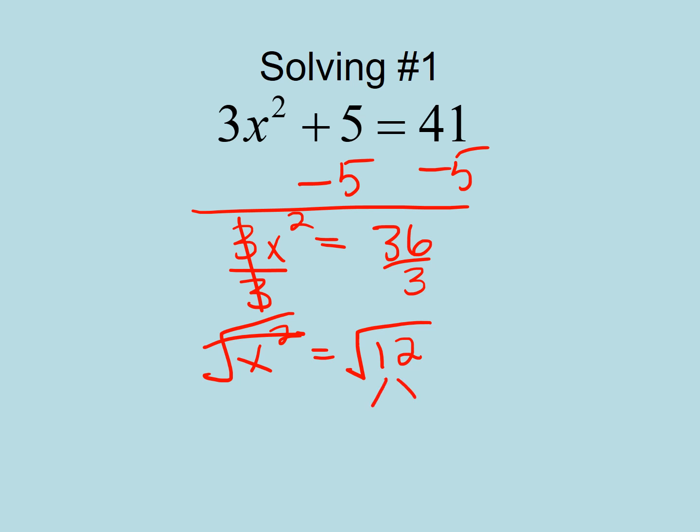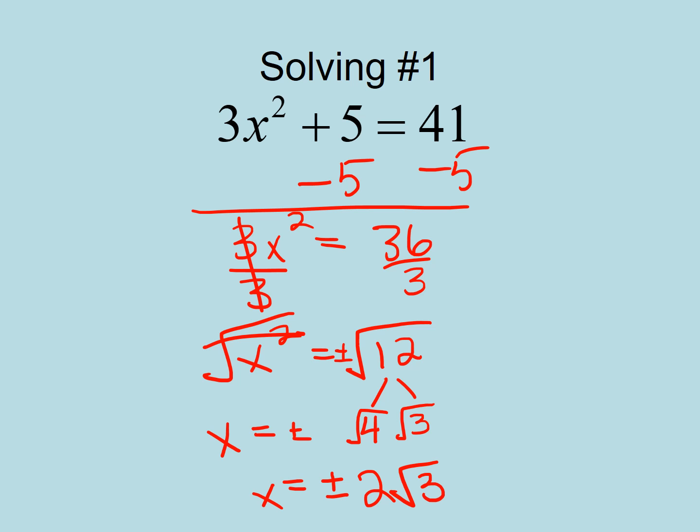Well, we know that 12 has a factor that is a perfect square, that's a factor of 4, and the other factor would be 3, because 4 times 3 gets me back to 12. So x is equal to plus or minus the square root of 4 times the square root of 3, and we know that we can simplify that square root of 4 into 2 square roots of 3.